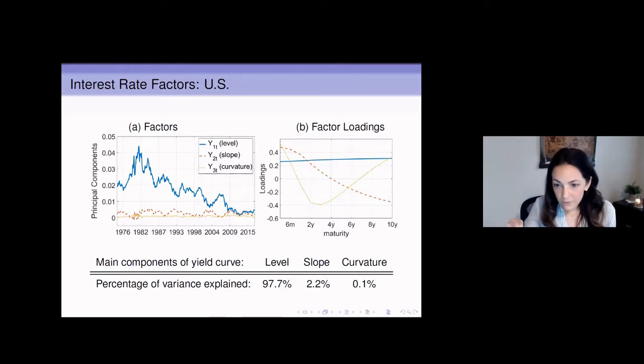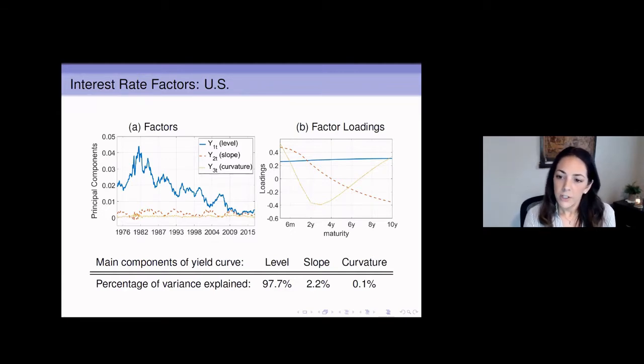So if there are shocks to this factor, the yield curve is either going to go up entirely or down entirely. And this is why the first factor is typically called the level factor, which is a label assigned by Litterman and Scheinkman in 1991 when they started studying these principal components from the yield curve. Now, what about the second factor?